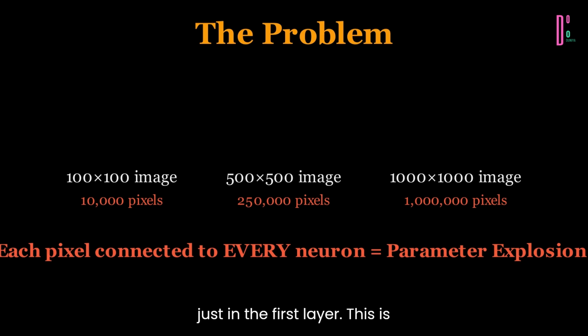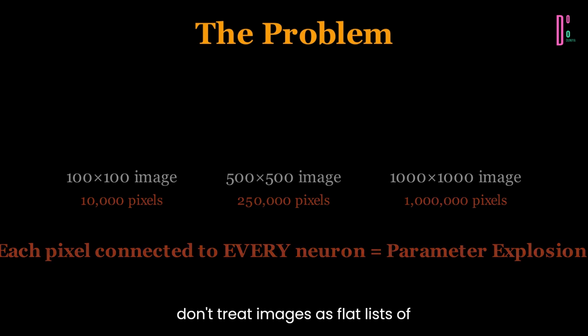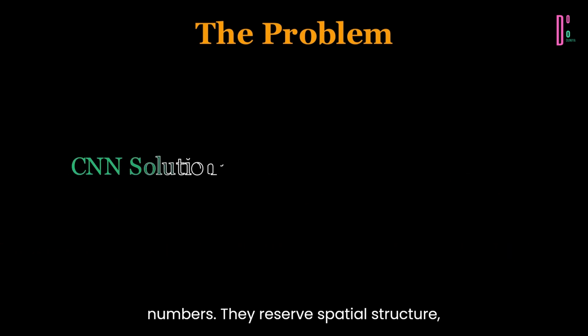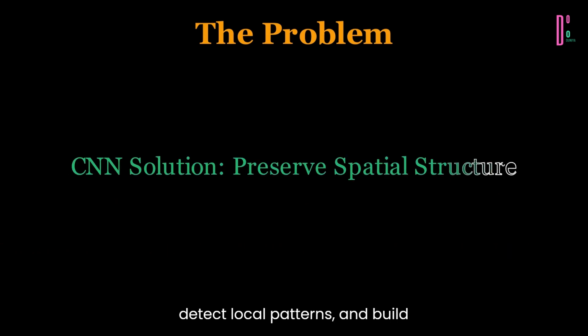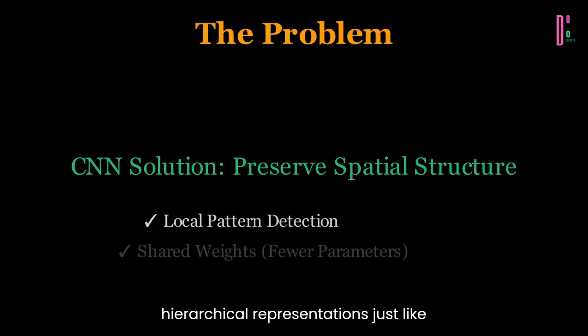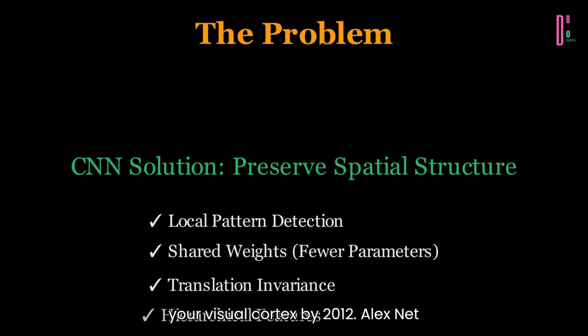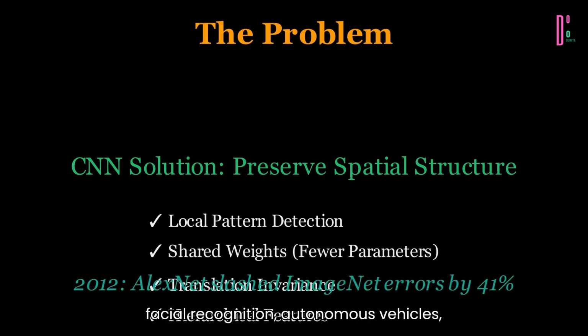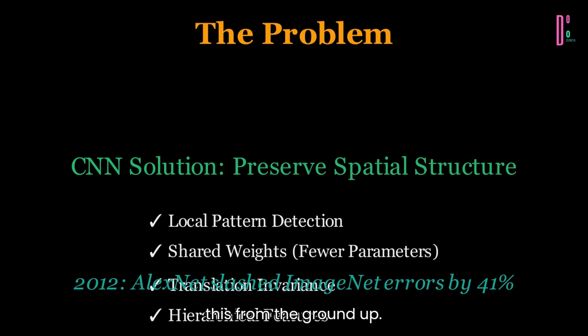This is where convolutional neural networks revolutionized computer vision. CNNs don't treat images as flat lists of numbers. They preserve spatial structure, detect local patterns, and build hierarchical representations, just like your visual cortex. By 2012, AlexNet used CNNs to slash error rates on ImageNet by 41%. Today, CNNs power facial recognition, autonomous vehicles, medical diagnosis, and more. Let's build this from the ground up.